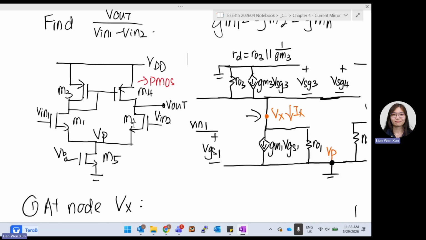Okay. You can first assume GM1 is equal to GM2. We call it GMN. And then GM3 is equal to GM4, equal to GMP. R01 equals R02, we can call it R0N. R03 equals R04, we call it R0P. Yeah, you can assume all this first, and then you will get your answer.